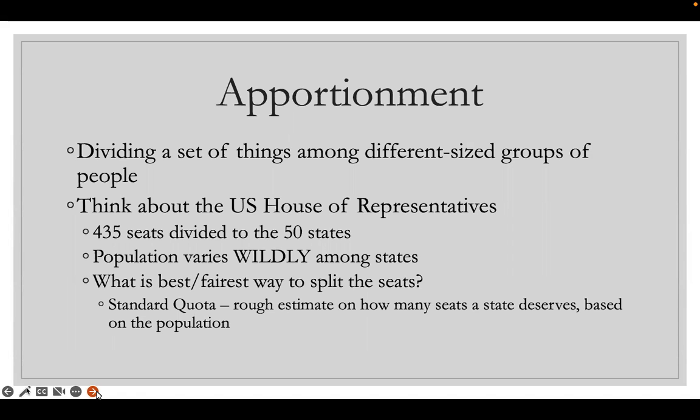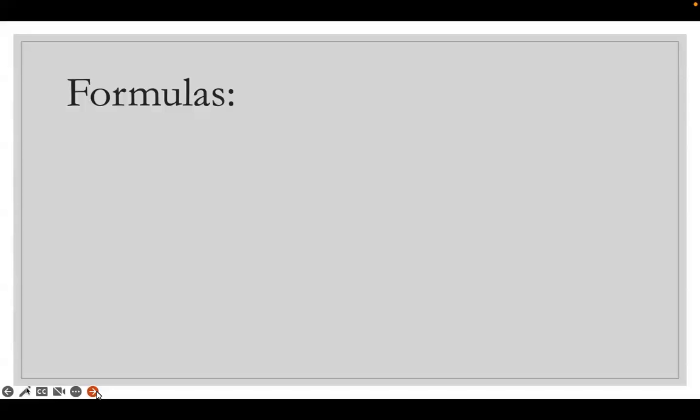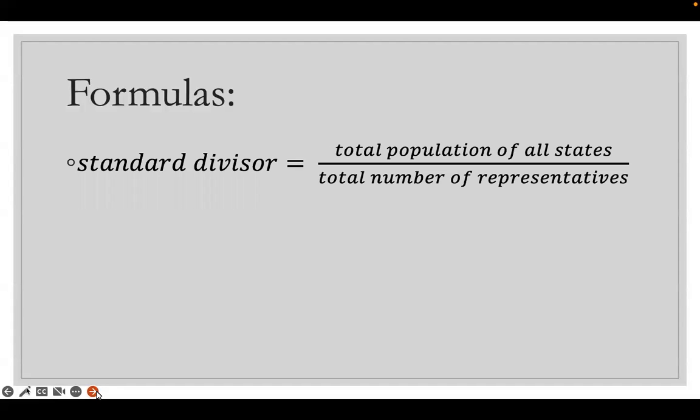Well, it starts by finding the standard quota, which is really a rough estimate on how many seats a state deserves based on the population. So how do we find this? Well, there's two formulas. The first one is to find the standard divisor. So we're going to take the total population of all the states, and we're going to divide by the total number of representatives. So this gives us basically roughly the population per representative countrywide, right?